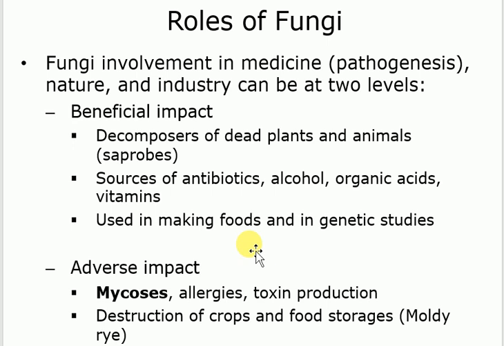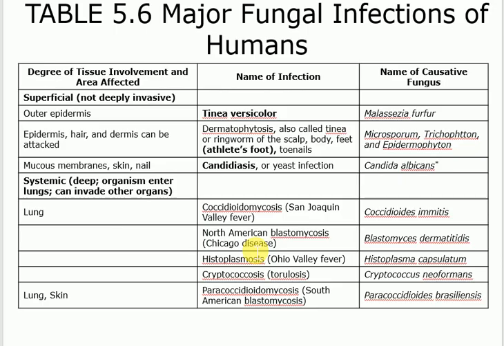The other thing is they can invade our plants, the crops, the food storage, right? Like the moldy rye, or they are storing the corn, and then you look at it and you see this fungus on it, you throw it away, right? Isn't that bad? This is the bad part. Adverse impact. So all of these: invading us, mycosis. We produce allergy toward these, it's an allergic reaction. Some of them produce toxins. Some of them invade our crops and food storage. Okay?